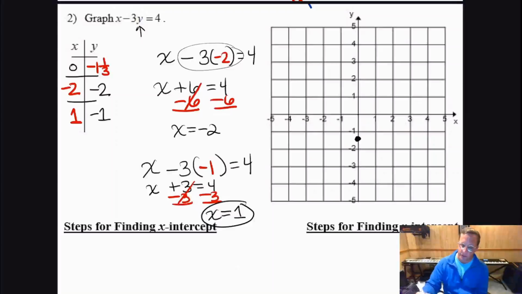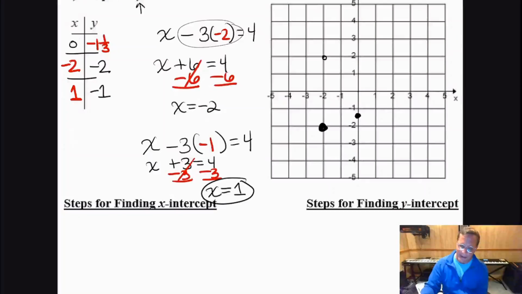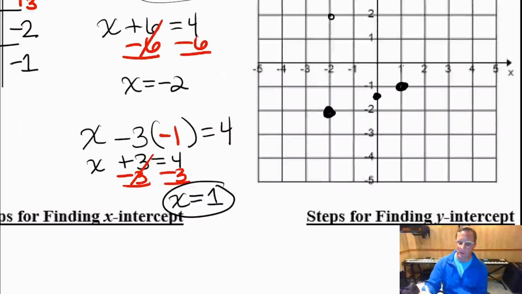We've got 2, -2. Oops, wrong place. 2, -2 right there. And then we have 1, -1, which is right about there. And those points look like they're collinear, meaning they're part of the same line.